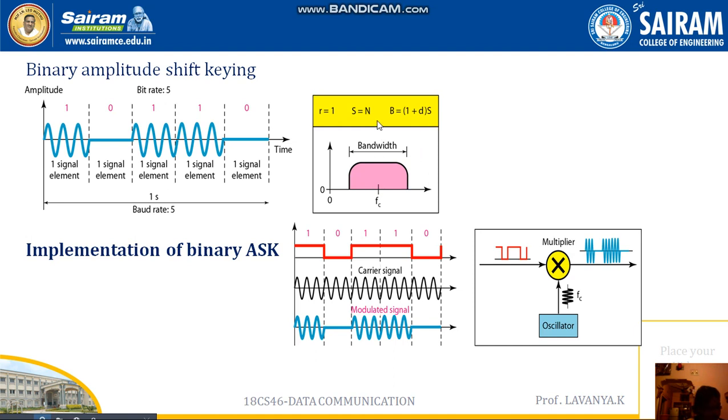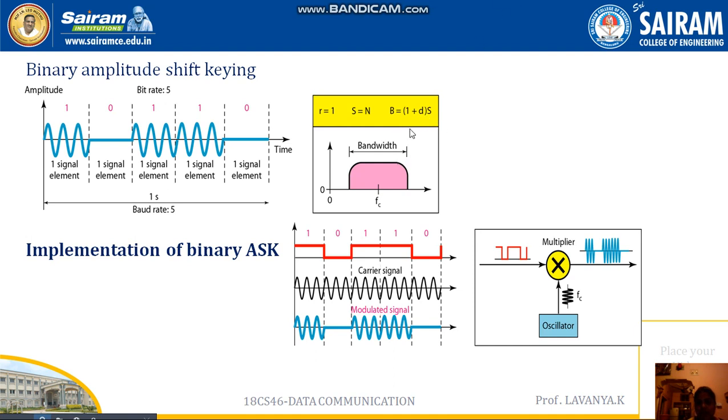Whereas s is the signal rate, and B is the bandwidth. So this is our bandwidth. Now we call it bandwidth is equal to 1 plus d into s. So d is nothing but it contains the value of 0 or 1. It means if data or a signal is there, it should be a 1. If there is nothing, no signal or data, we consider it as a 0. That value is what d is going to hold.